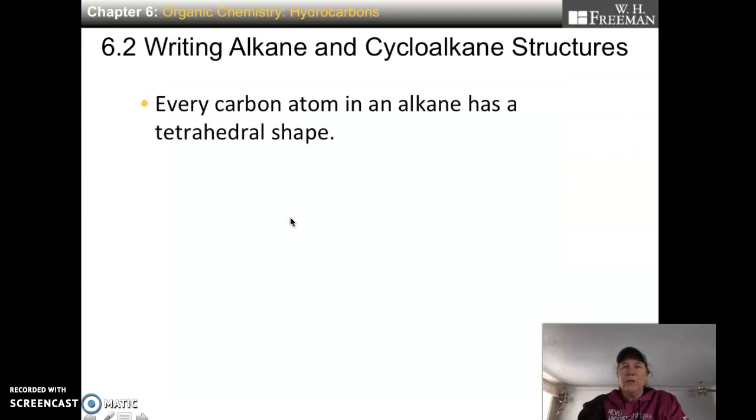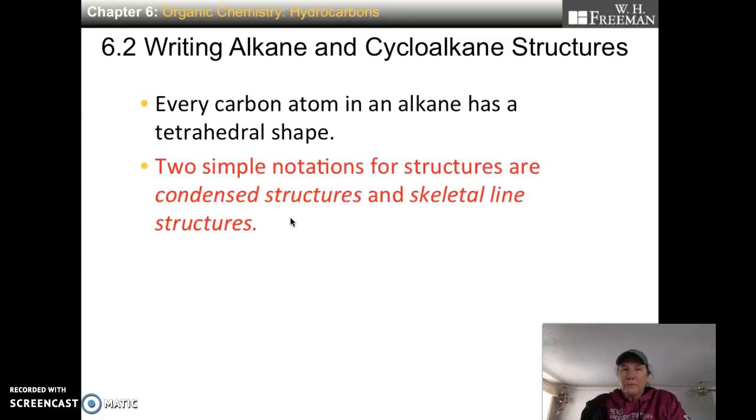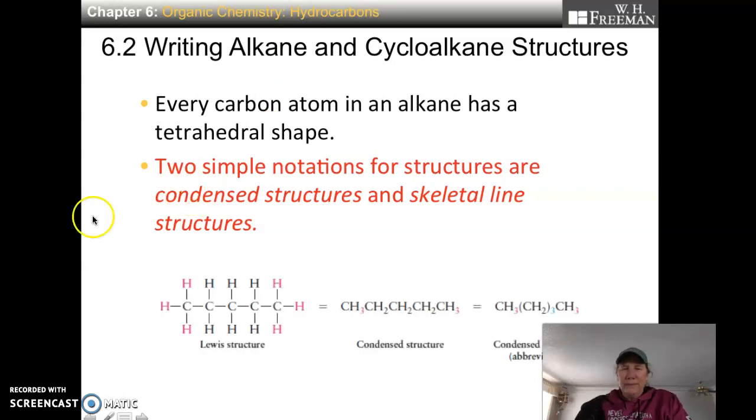Okay. So when you're writing an alkane, which again is all single bonds, or a cycloalkane, which is a ring, you got to remember that an alkane has a tetrahedral shape because you have 4 carbons and they have 4 things attached to them, if you remember your VSEPR. So there's simple notations for the skeleton. There's actually 3 different ways of writing out organic structures. Okay, this one is called the Lewis structure, where you write the carbon and you write all the hydrogen around it. Okay, this is kind of the one I do most often.